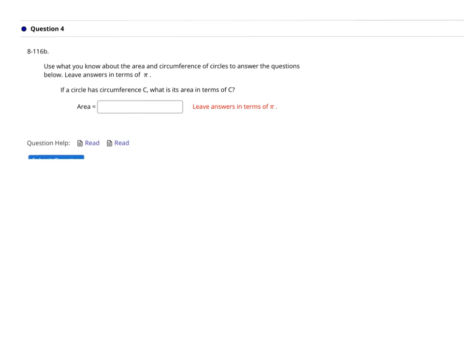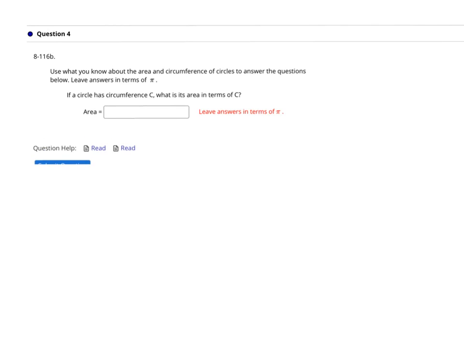Hey, let's take a look at 8.3.3a homework. And this is going to be number 4. If a circle has a circumference of c, what is its area in terms of c? So let's take a look.